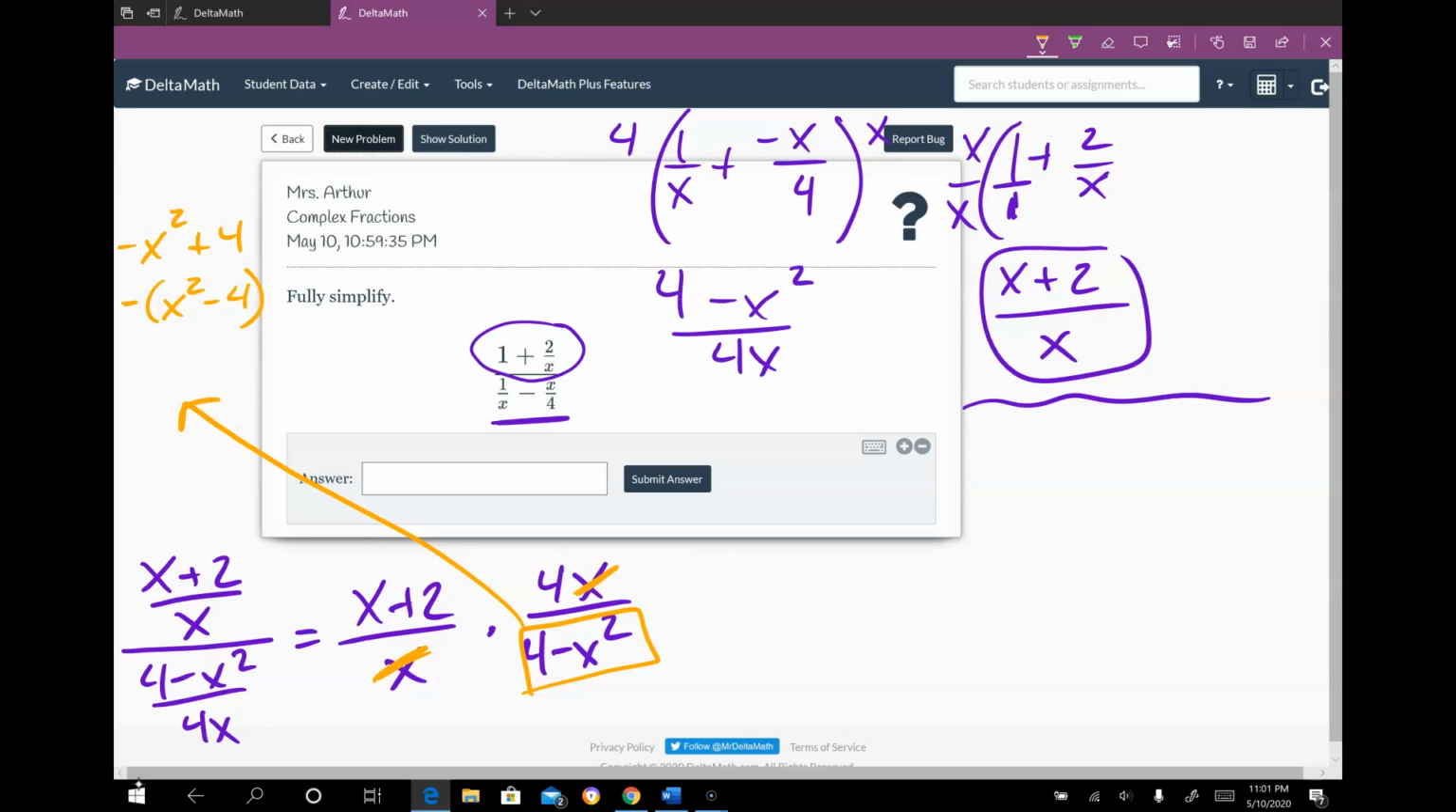That's a difference of squares. Square root of 4 is plus 2, minus 2. So this is really negative x plus 2, x minus 2. I can cancel out the x plus 2 and the x plus 2. I'm left with 4 over negative x minus 2. Which, again, please always check your answers.